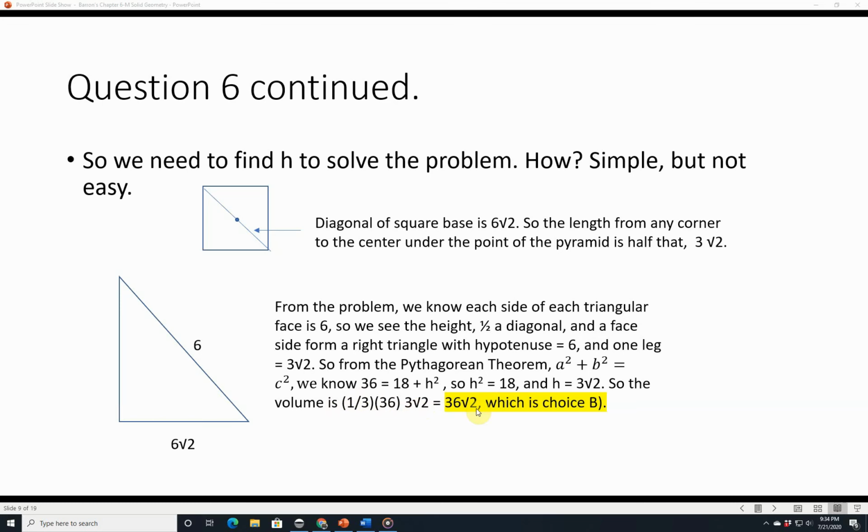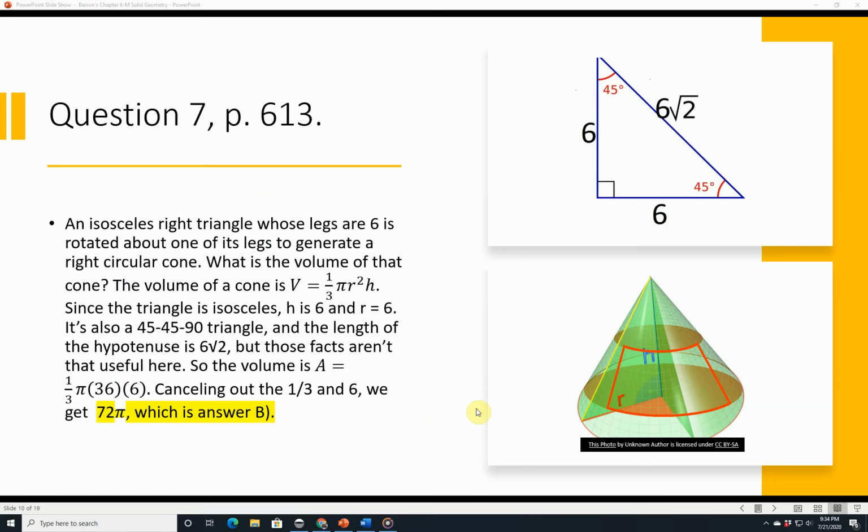Alright, let's move on to the next one. Question 7, page 613. An isosceles right triangle. Hey, we have this isosceles right triangle again. So we know isosceles right triangle, you should automatically know 45, 45, 90. Why? Because it has equal legs. That's what isosceles means. And obviously equal legs means that the angles across from those equal legs are also equal.